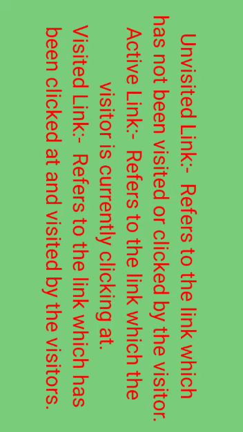Unvisited link refers to the link which has not been visited or clicked by the visitor. Active link refers to the link which the visitor is currently clicking at. Visited link refers to the link which has been clicked at and visited by the visitor.